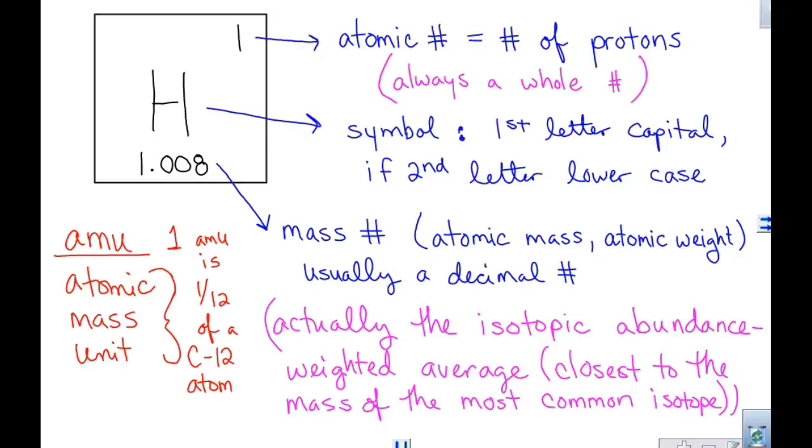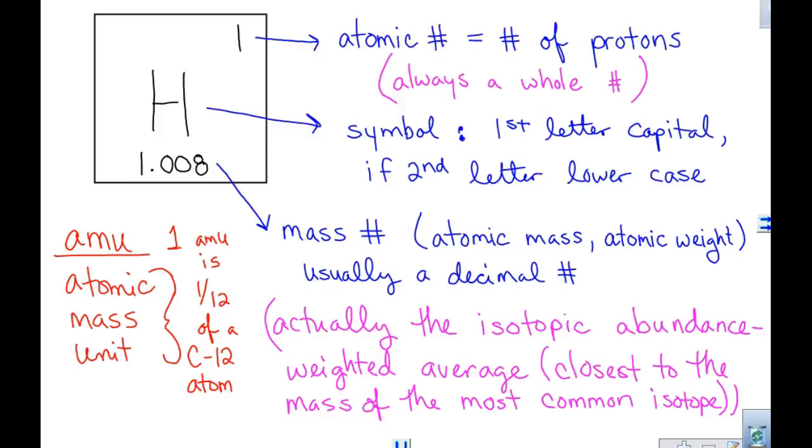Alright, so what is up there is mostly things that we went over in the isotopes Poggle. We want to make sure that you know how to read a periodic table because you're going to be using it a lot through the rest of the year. So at the top, we've got the atomic number, which we learned is defined as the number of protons, and this is always a whole number.